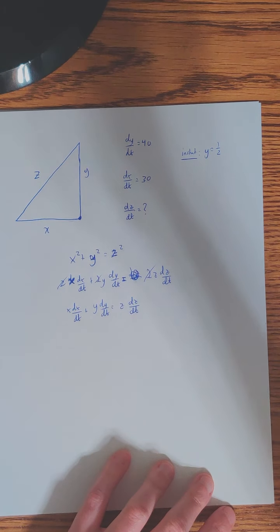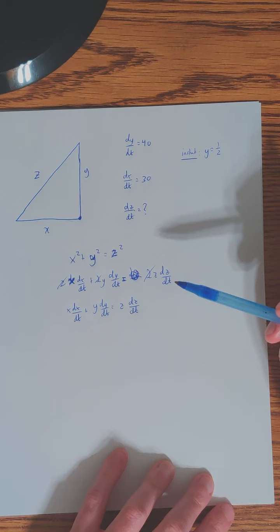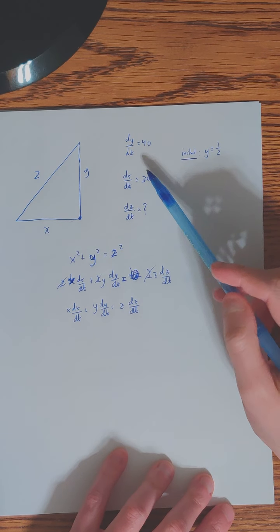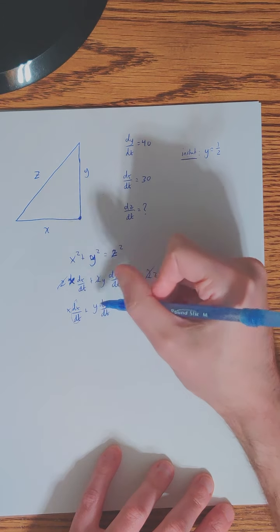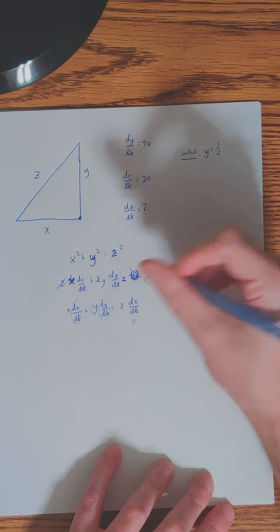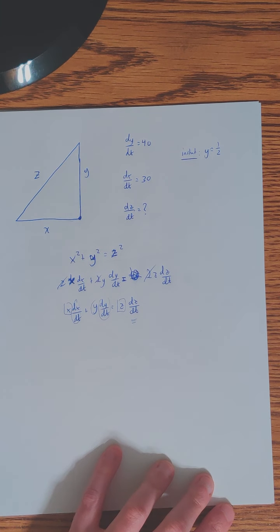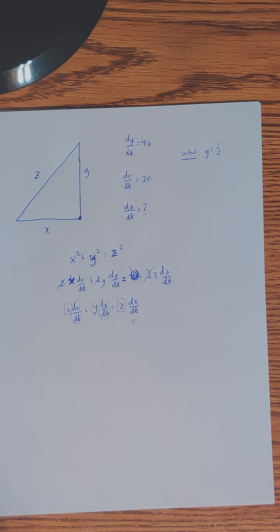So now I have this relationship. The problem is my instant, I only have y, and that's 1/2. I have dx dt and dy dt, so I have this, I have this, I have this. We want this dz dt, so I still need z and I still need x. So the question is, how do we do this? And the answer is that we need another relationship that you might remember.